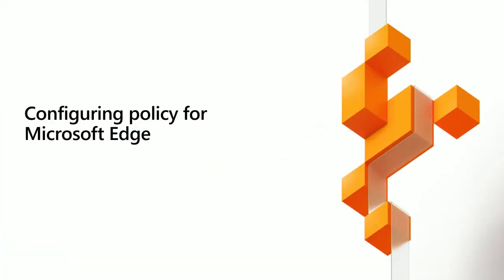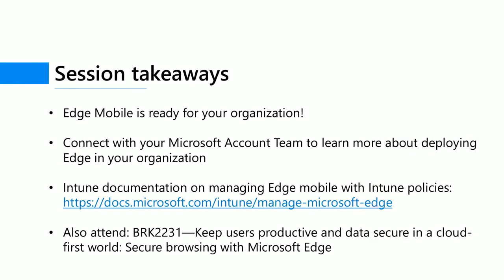Okay, so moving back over, I think we're pretty much home. So the takeaways: Edge Mobile is ready for your organization. If you've already started your deployment journey, please continue on it. Please contact your accounts team for any help that you may need. All of the stuff that we've spoken about today is available online in the Intune documentation, so just go to that link and you can find it there. And for those of you who are interested, there's a very similar session for desktop at 11:30, which is BRK3253.